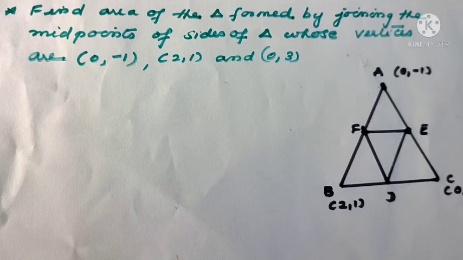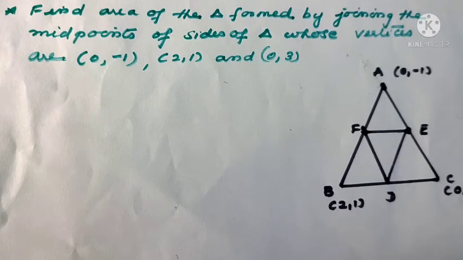Find the area of the triangle formed by joining the midpoints of the sides of the triangle whose vertices are (0, -1), (2, 1) and (0, 3). So what is given here? D, E, F are the midpoints of the sides BC, CA and AB, and also the vertices of the first triangle, that is triangle ABC. Now what we should find out? The area of the triangle DEF, that is the small triangle formed by joining the midpoints of the sides.